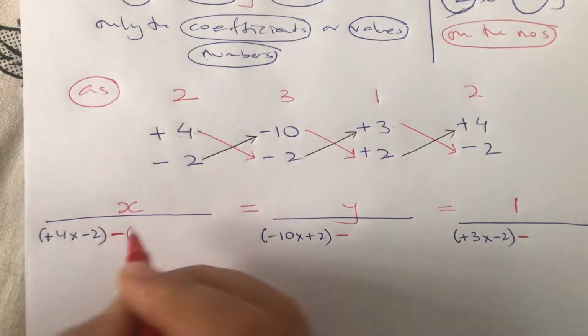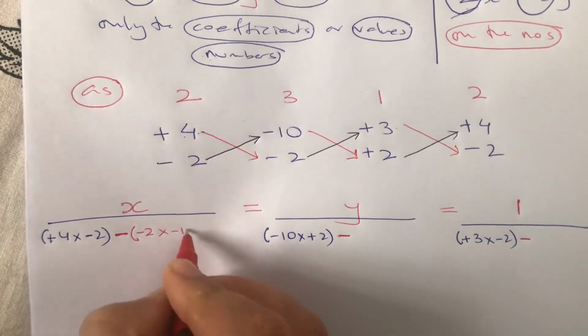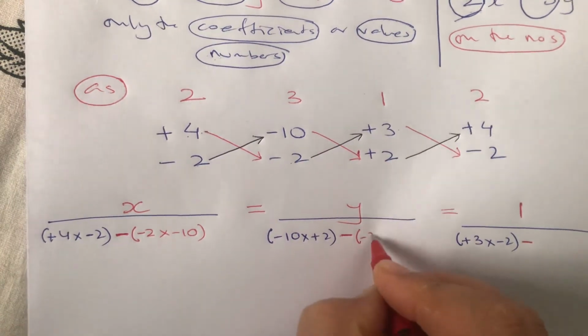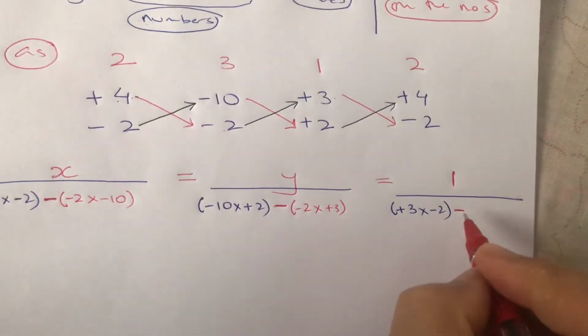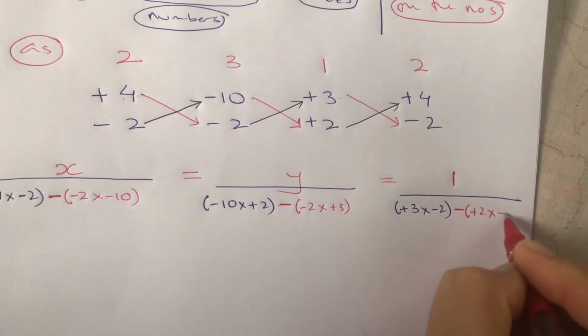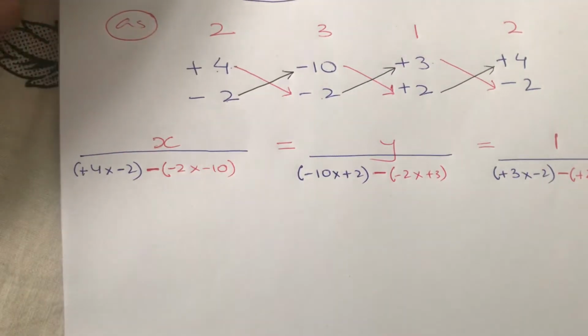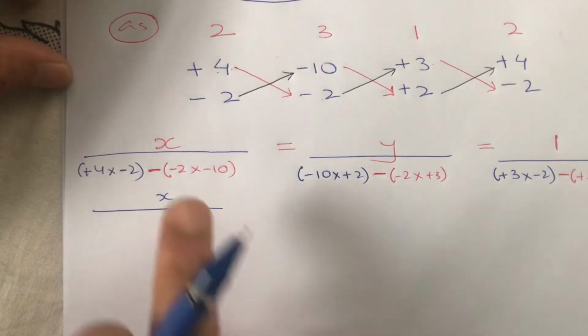So we write what now? -2 is pointing towards -10. And -2 is again pointing towards a +3. And then we have a +2 pointing towards a +4. +2 into a +4. Okay, so that's the one. Now once we have done this, we just simply have to multiply. So x is down. Okay, I hope this step is clear.